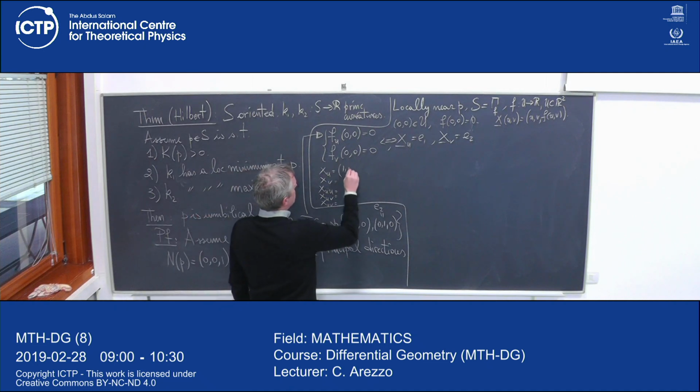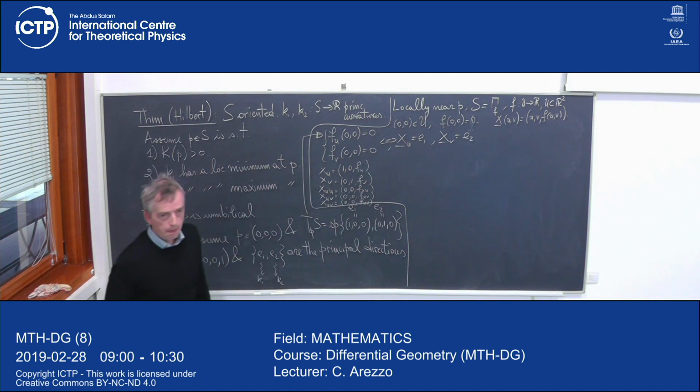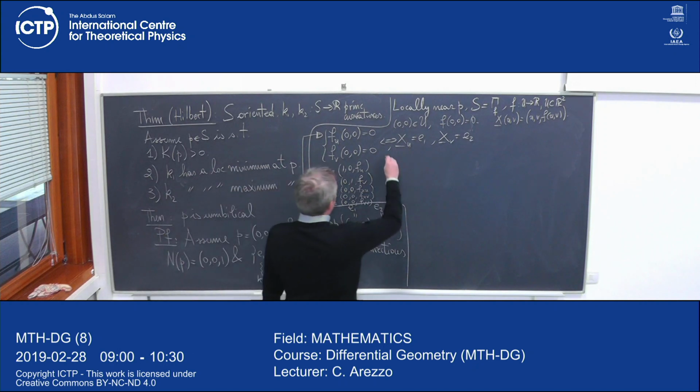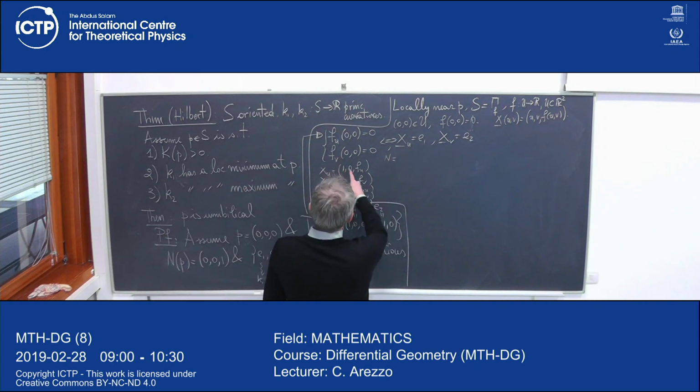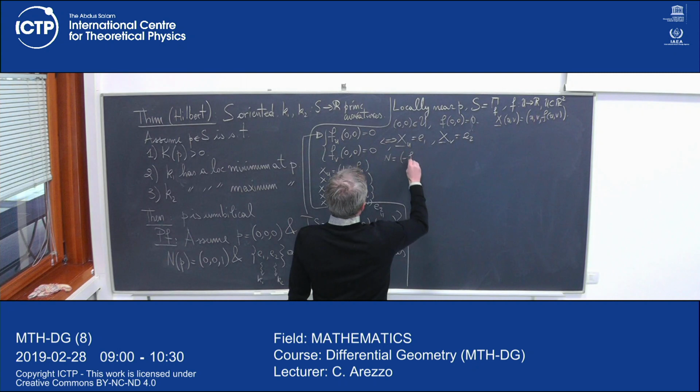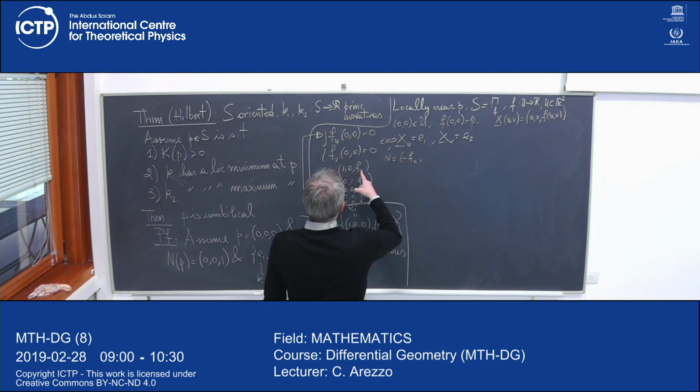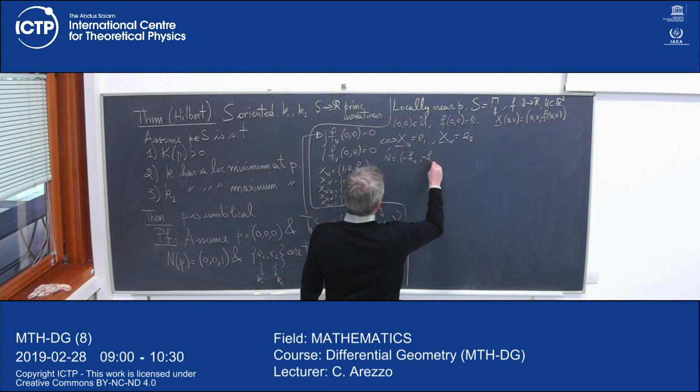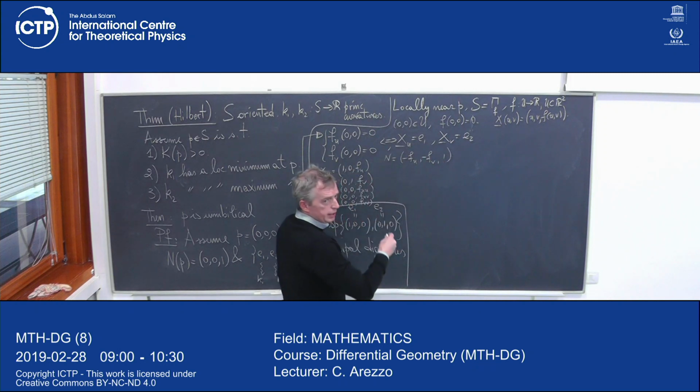So xu is (1, 0, fu). xv is (0, 1, fv). xuu is (0, 0, fuu). xuv is (0, 0, fuv). And xvv is (0, 0, fvv). Okay? Plus n. N, of course, will be what? (Minus fu, minus fv, 1), divided by its norm.